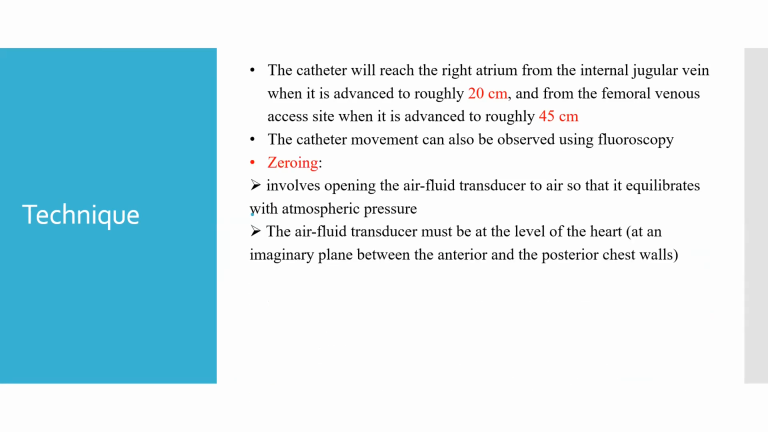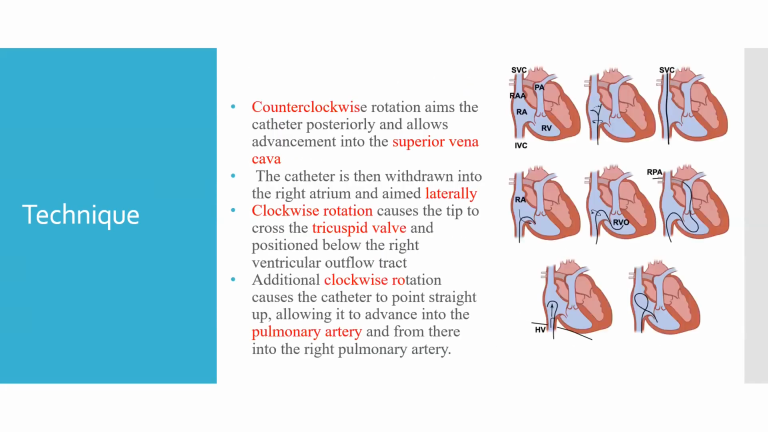Zeroing is a crucial step to allow for adequate pressure measurements, and it involves opening the air fluid transducer to the air to equilibrate the pressure with the atmospheric pressure, and the air fluid transducer must be at the level of the heart, at a nearly imaginary plane between the anterior and the posterior chest walls.